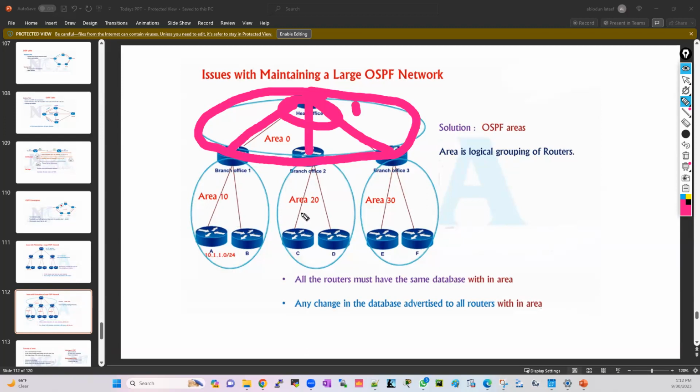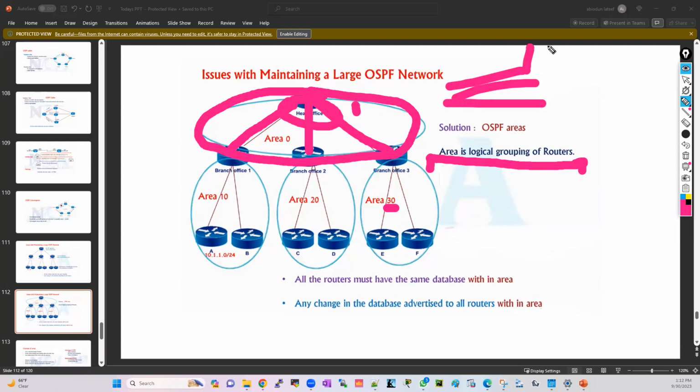And then area 10, area 20, area 30, they all connect to what? To area 0. And the area is a logical grouping of what? Routers. So when we group them logically, it reduces overwhelm, it reduces the consumption of the router. Because when they send updates all the time, if they are always sending to themselves without an area, there will be a problem. So they came with this kind of concept to improve efficiency and management of the routers.